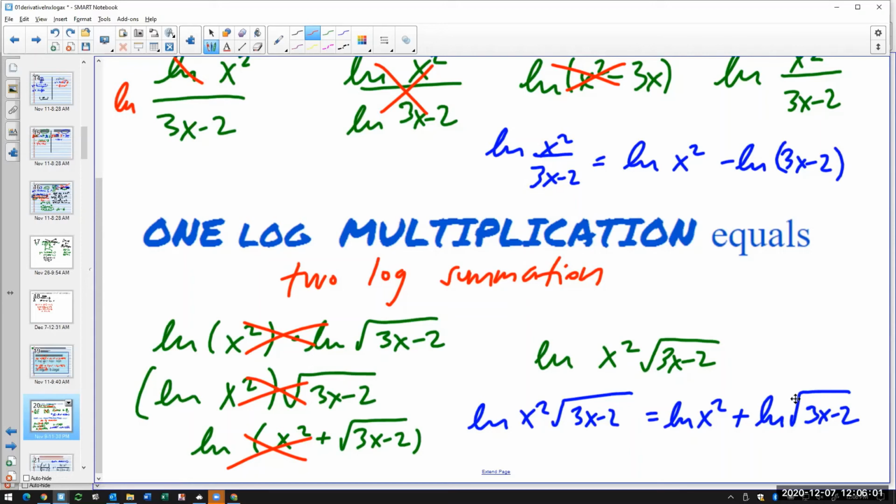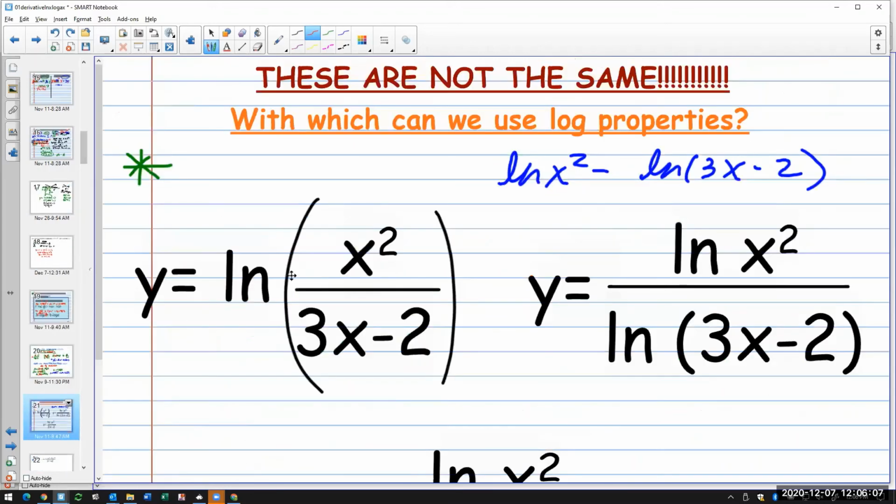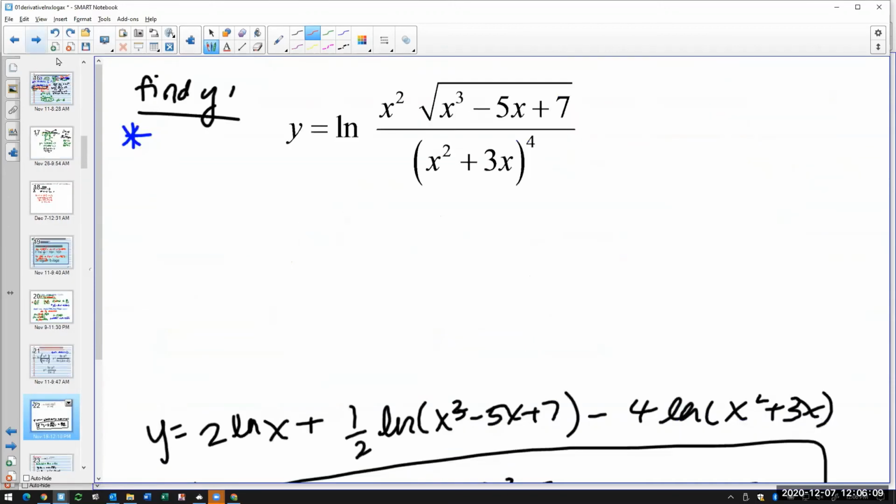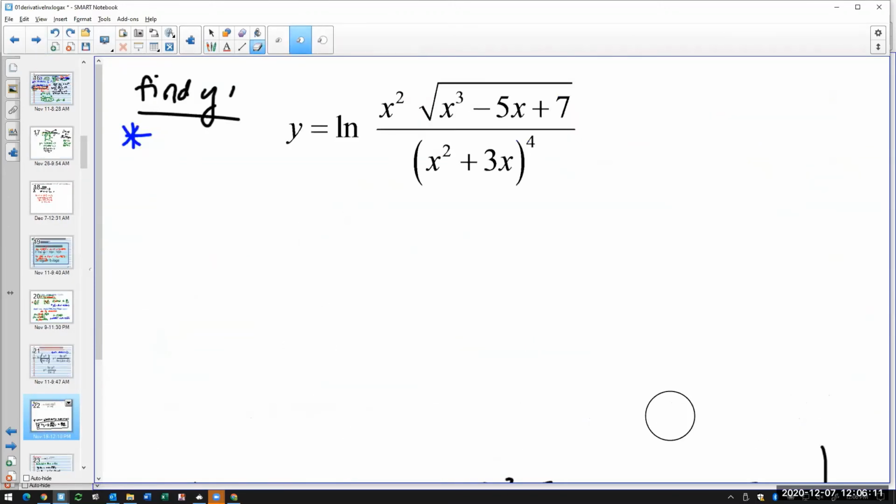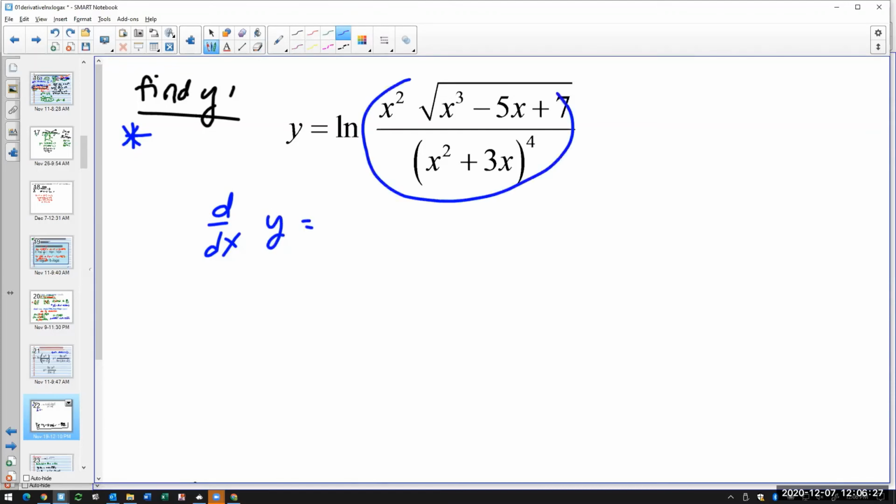So we're going to do this problem at the bottom, and I'm going to show you why log properties is kind of nice. All right, so let's look at this problem here. If I had to take the derivative of this, the derivative of y is equal to u prime over u. This is my u, right? So it's u prime over u. Is everybody good with that?